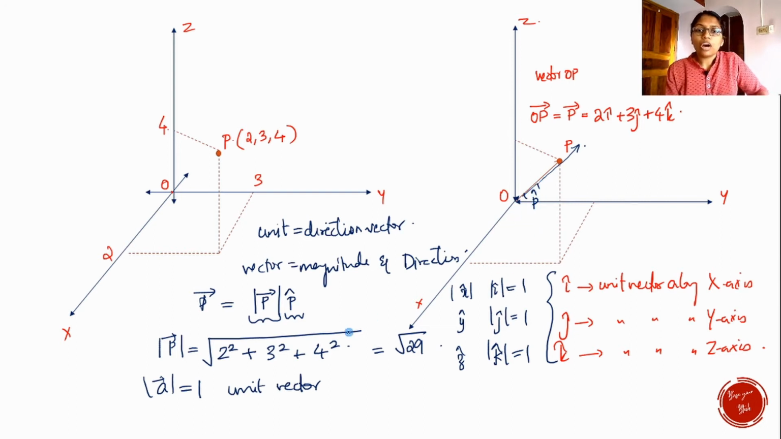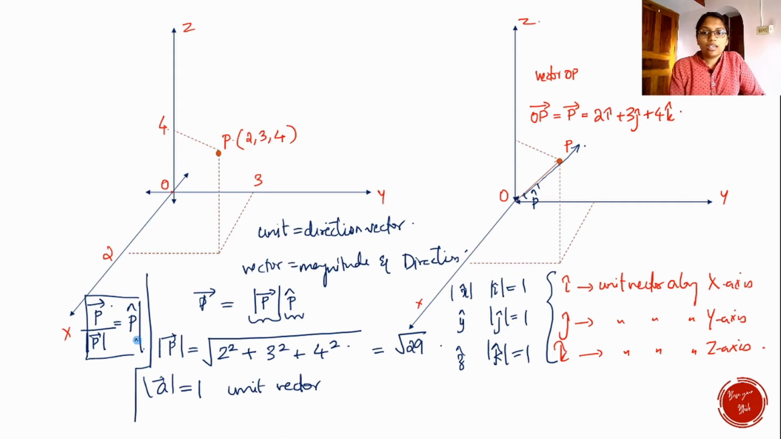Clear? Now how to find this vector p, the direction vector p? It is simple: if I take the vector p divided by the magnitude of p, we get simply the direction vector p cap. Please make a note of all these three terms: the vector p, the magnitude of the vector p, and the direction vector for the vector p.